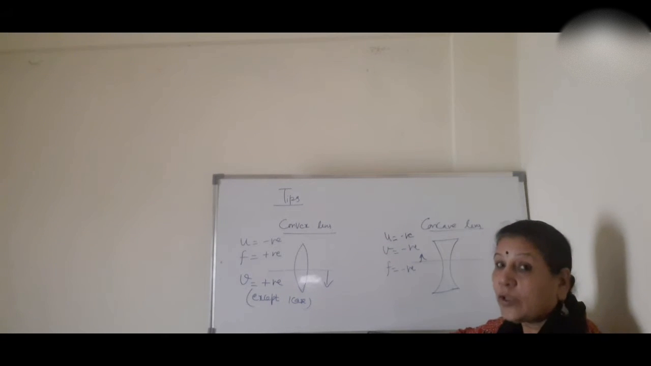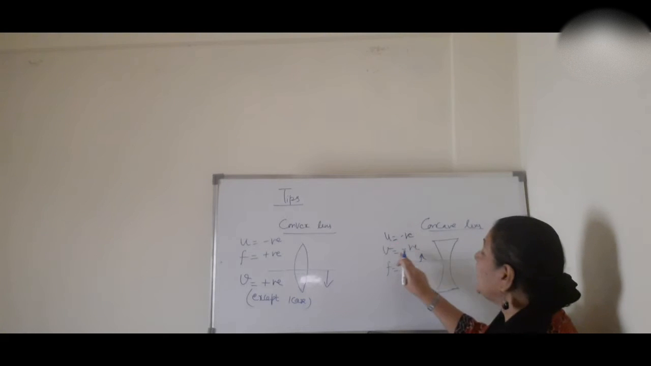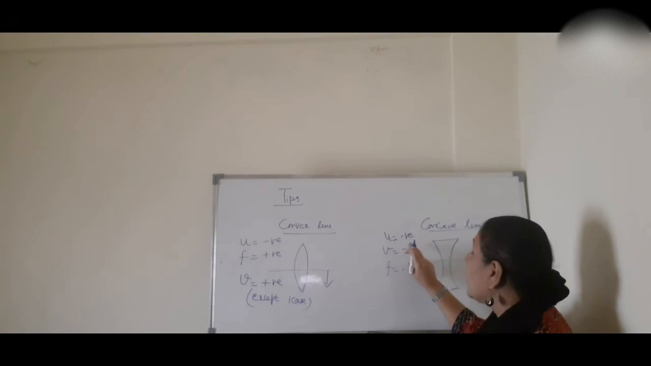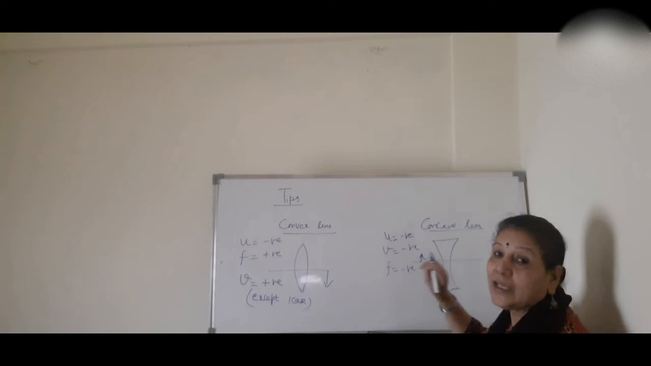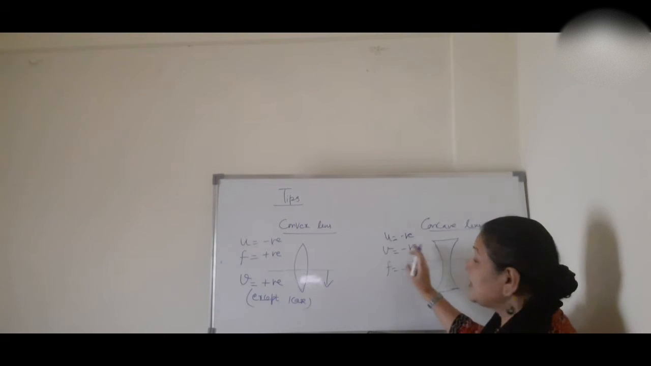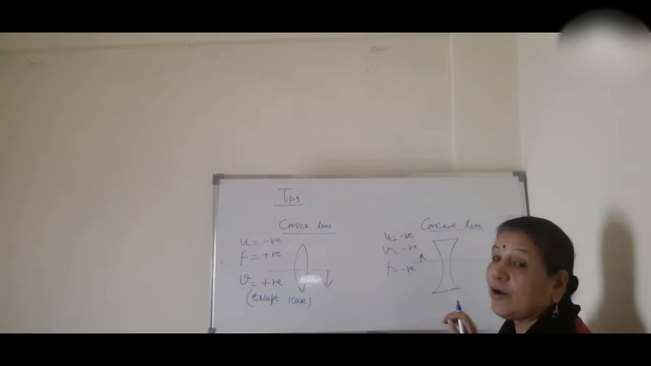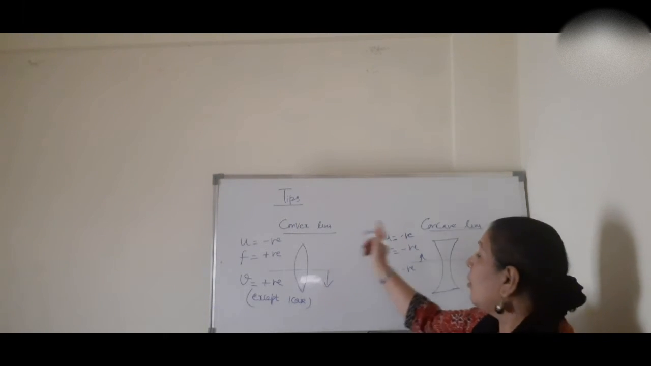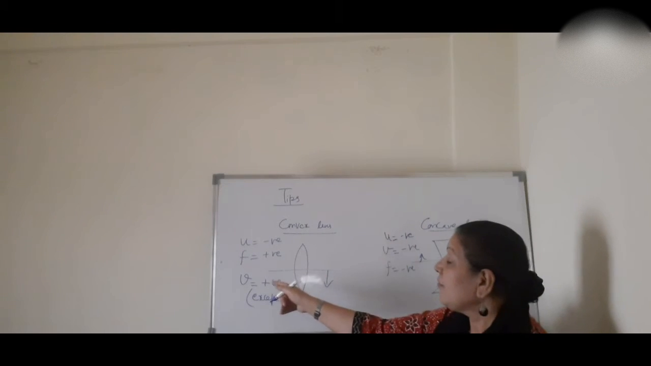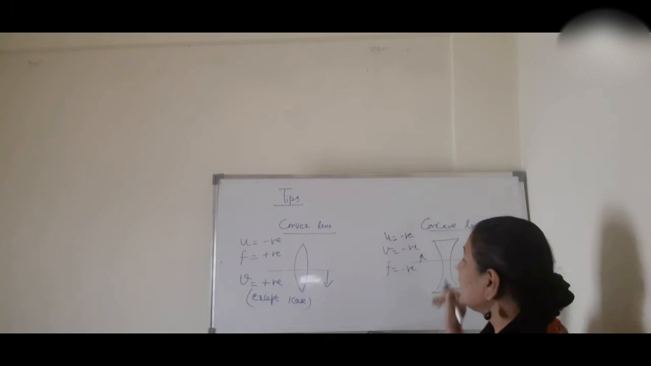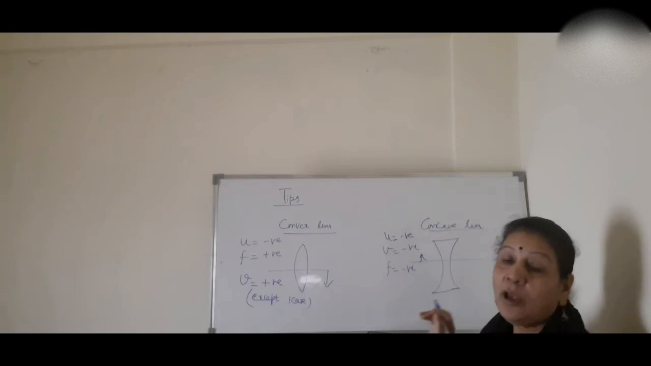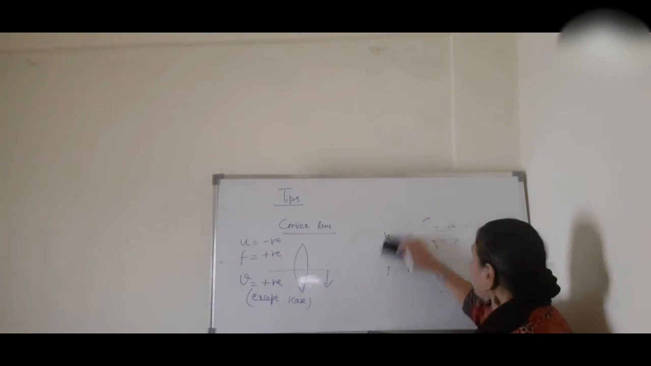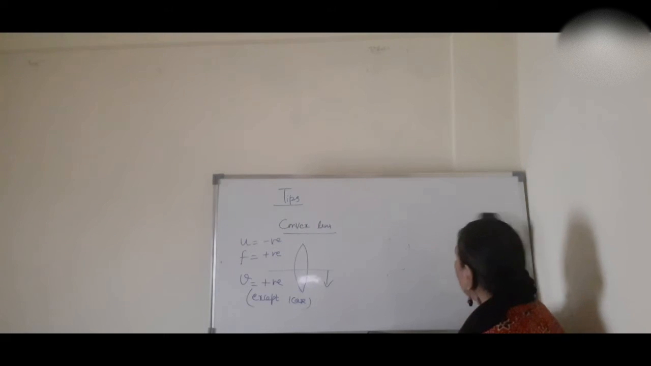So for a concave lens, U, V and F are always negative, because if you recollect, we said that the rays appear to pass through the focus, not actually go through it. So F is always negative. I hope you know it: U is always negative for all lenses and mirrors; V and F are positive for a convex lens, and U, V and F are all negative for a concave lens. If you know this, we are going to discuss a few numerical problems.